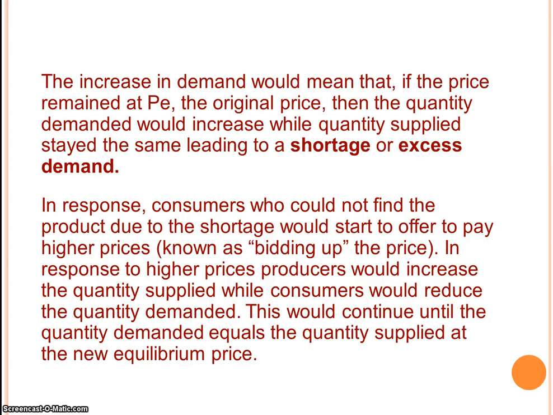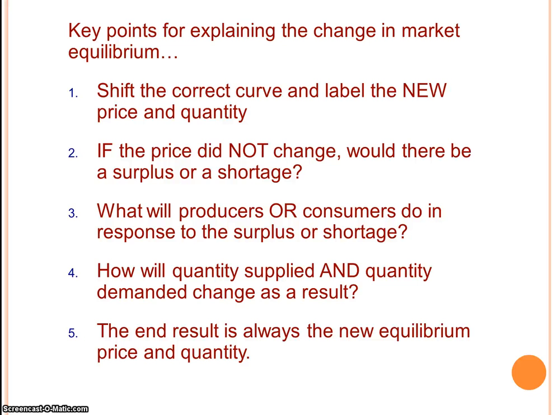Very simply, we start off by saying, what will happen if the price doesn't change, if we stick to the original price? So here are the key things when you're trying to explain this change in market equilibrium. One, shift obviously the correct curve, so you need to know your demand and supply shifts well, and label the new price and quantity. Then the next thing is explain, if the price did not change, would there be a surplus or a shortage? You might want to illustrate that on your graph.